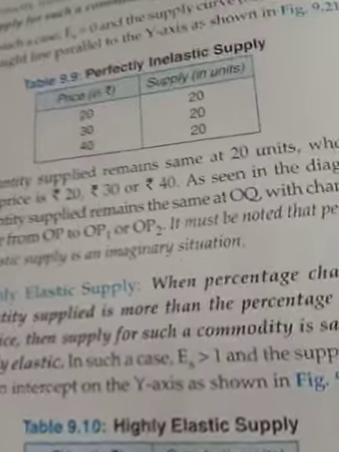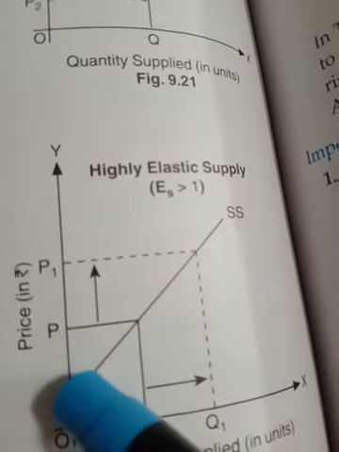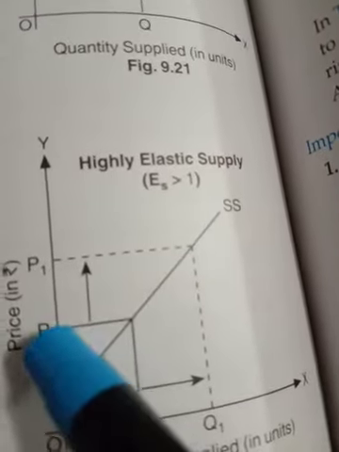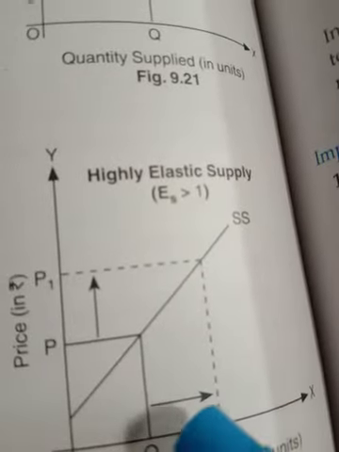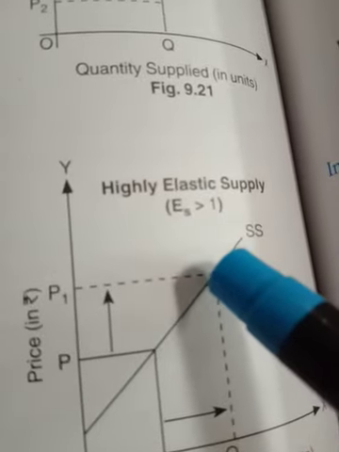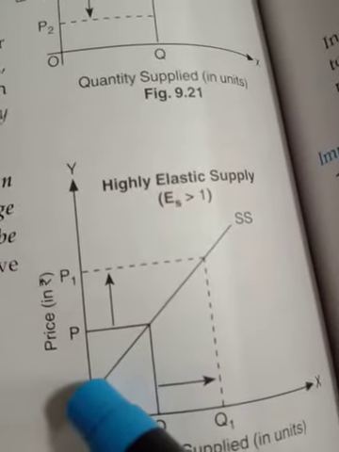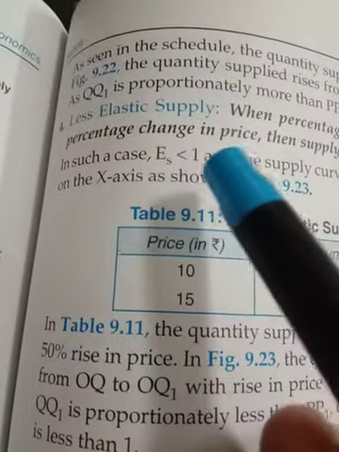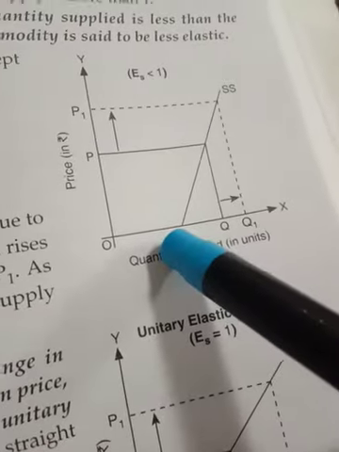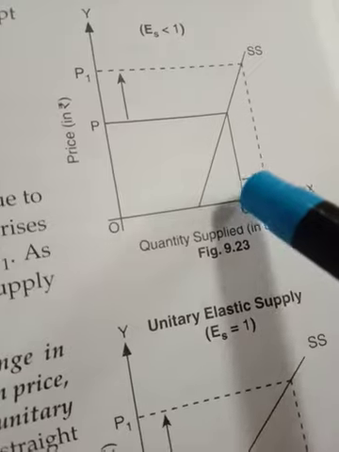Now highly elastic supply. In highly elastic supply, the supply curve starts from the intercept of the y-axis. This is the highly elastic supply curve, where any change in price gives more change in supply. Supply is more responsive, which is why elasticity of supply is greater than 1. It starts from the y-axis, from this point, which you have to learn. Now there is less elastic supply. In this case, the supply curve starts from the intercept of the x-axis. That shows that if any change occurs in the price, supply will be less responsive to the change.